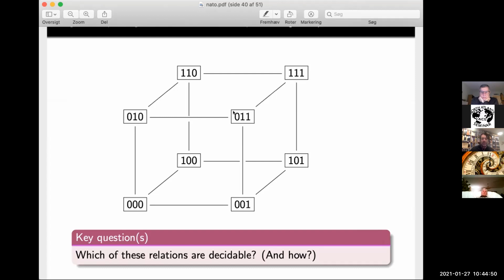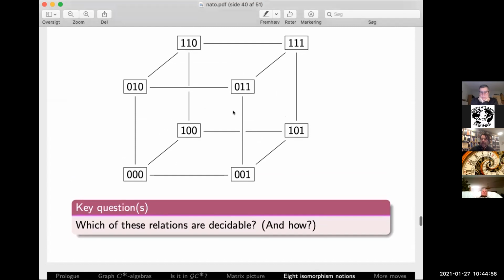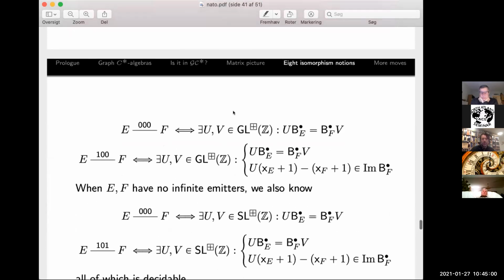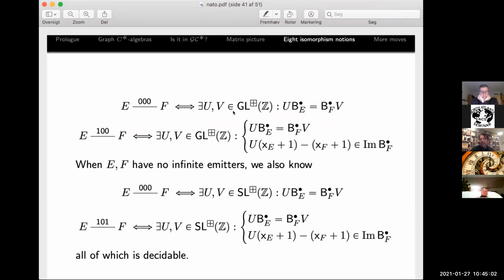So I don't know if the 011 concept is decidable, but I know that everything in the bottom layer is decidable, almost. The result that I just showed you was that 0, 0, 0, which just means stable isomorphism, no extra structure, is decidable by the result I already showed you. 1, 0, 0 is the on-the-nose isomorphism, no extra structure, and that is also decidable by the results I just showed you.